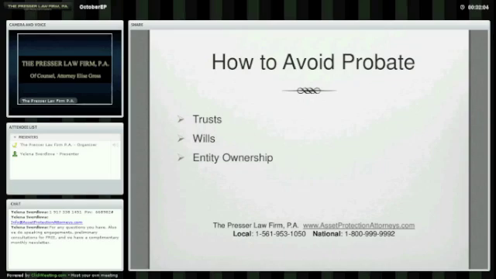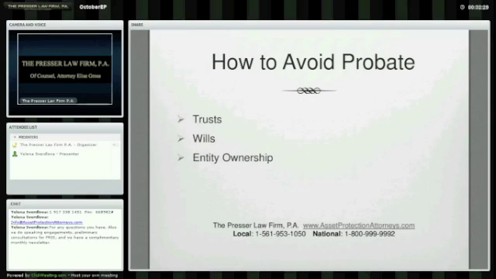So how do we avoid probate? Well, you can do a trust. We'll talk about that in a moment. More simply, you can just have bank accounts with beneficiaries or joint owners, retirement accounts with beneficiaries, life insurance, brokerage accounts, all those can have beneficiaries. You can own property with rights of survivorship.